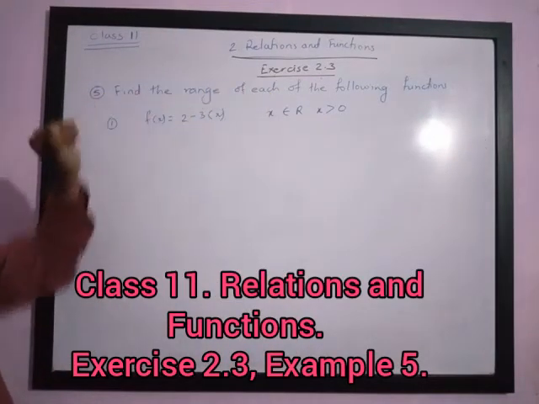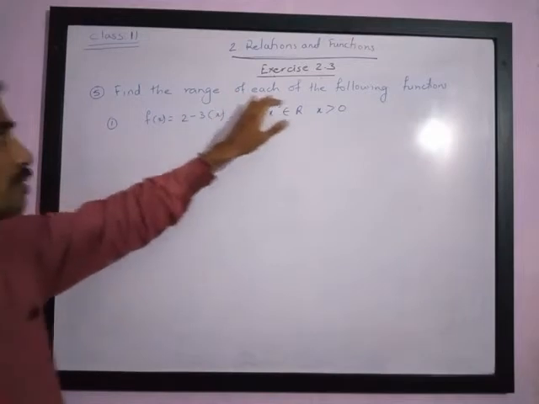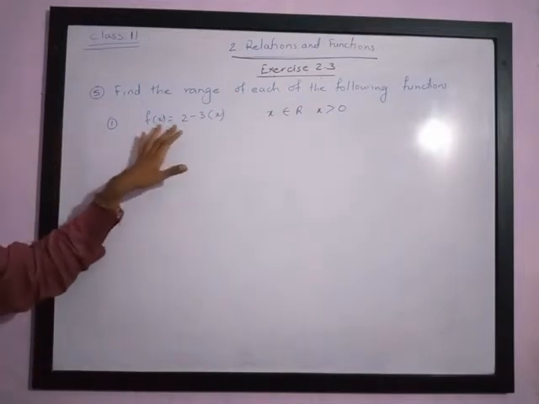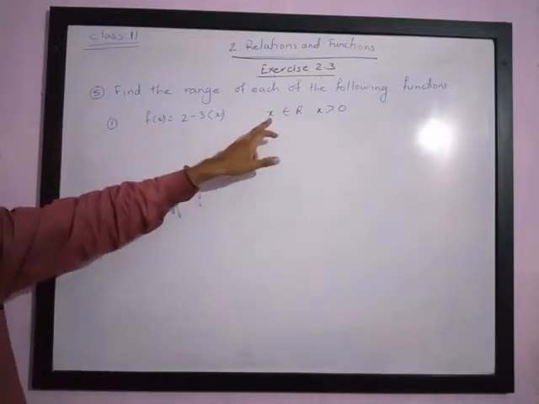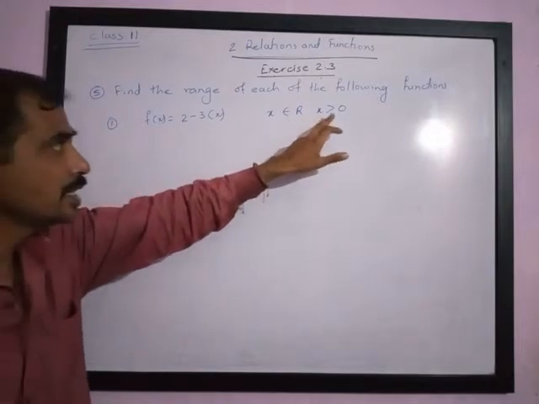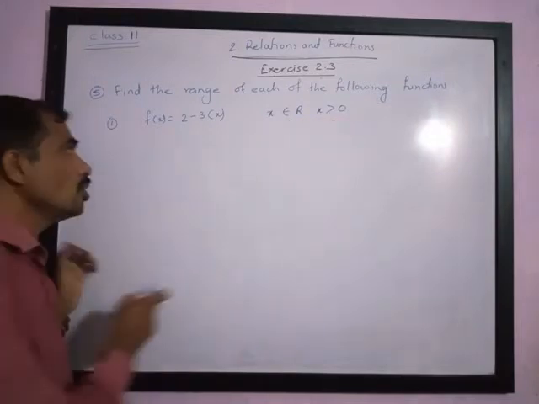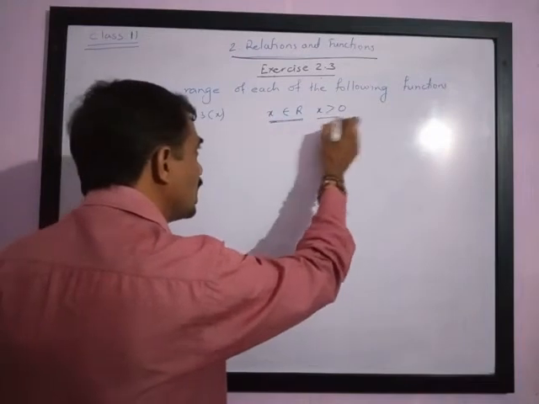Next, in exercise 2.3, the fifth question is: find the range of each of the following functions. The first function is f of x is equal to 2 minus 3x, where x belongs to real numbers and x is greater than 0. So we are given x belongs to real numbers and x is greater than 0.